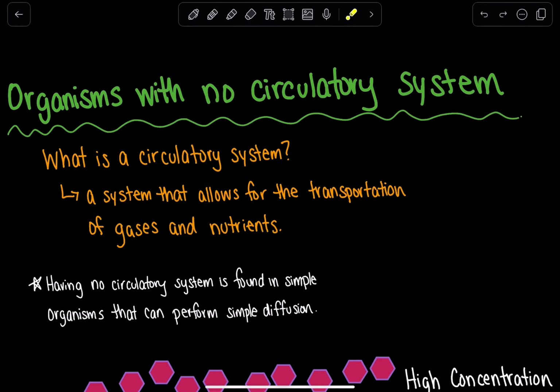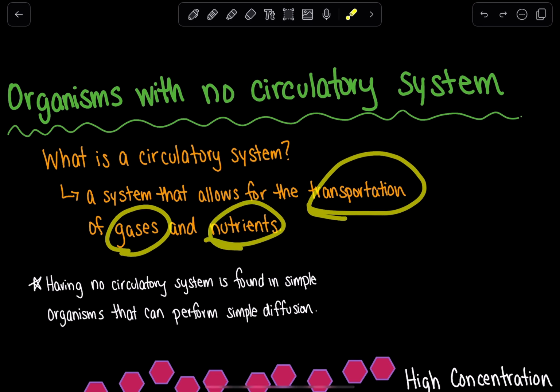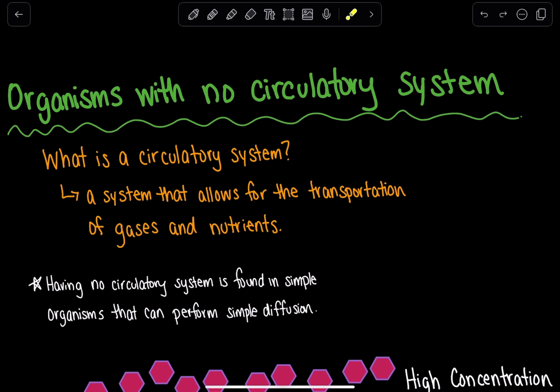So in order to understand organisms with no circulatory system, we must first understand what a circulatory system is. A circulatory system is essentially a system or a method in which we allow for the transportation of gases and nutrients through an organism's body.